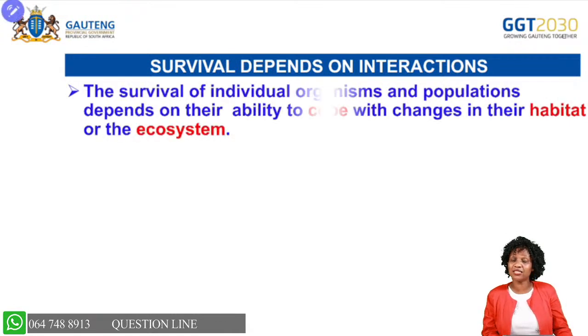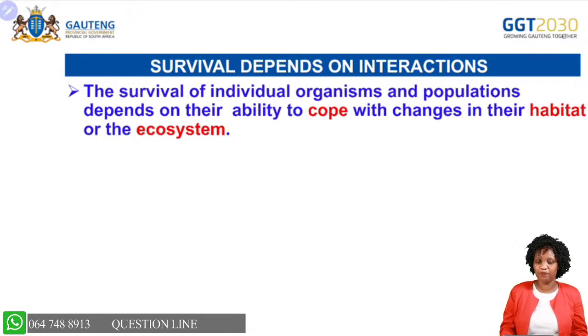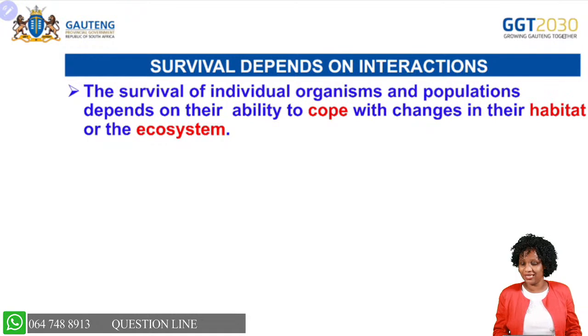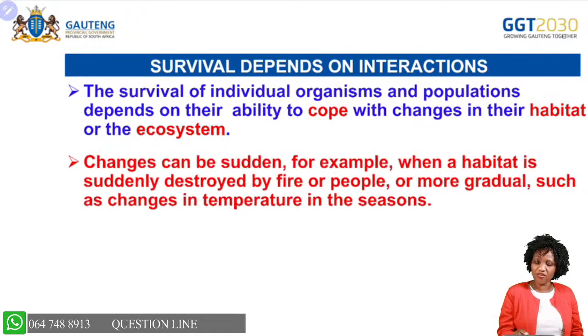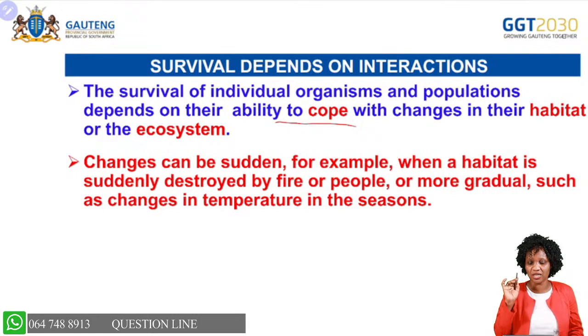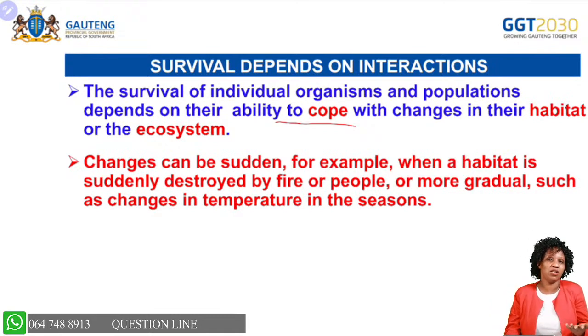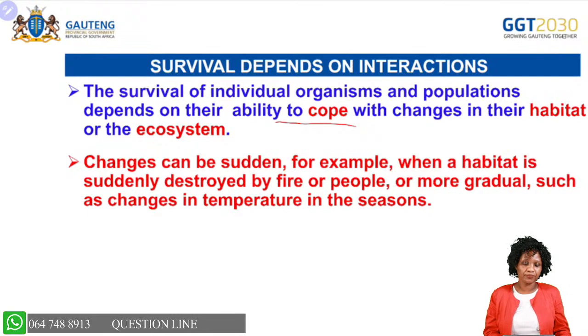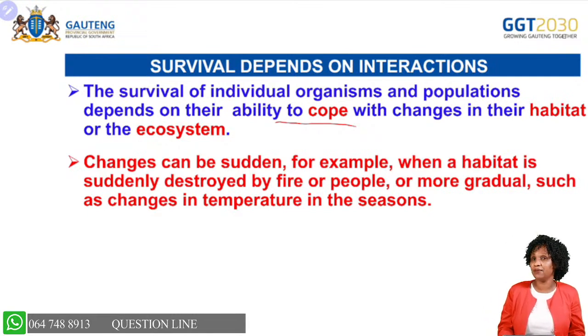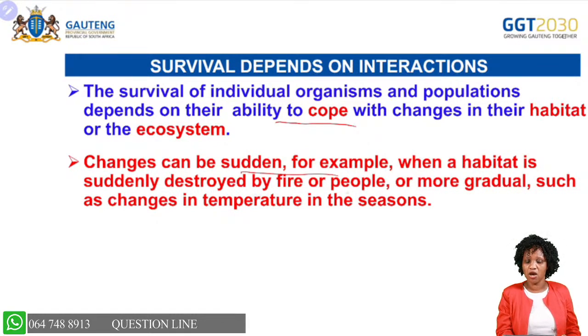And then survival depends on interactions. The survival of an individual organism and population depends on their ability to cope with the changes in their habitat or the ecosystem. It depends on the ecosystem or even on the habitats. It is influenced mainly by the conditions. Changes can be sudden, for example, when a habitat is suddenly destroyed by fire or people, or more gradual, such as changes in temperature in the seasons.